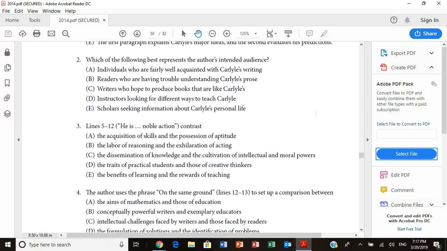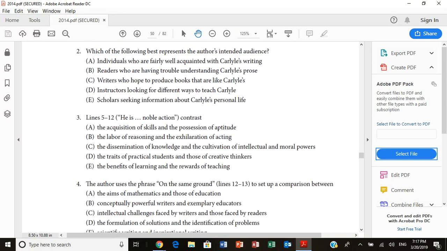All right, moving on. Number 2. Which of the following best represents the author's intended audience? This author wasn't necessarily thinking of writing for students in the 21st century in Kuwait. Who did this author have in mind? Who is the audience? And again, this is a basic question. We should always be thinking about who is the primary audience and maybe even the secondary audience.